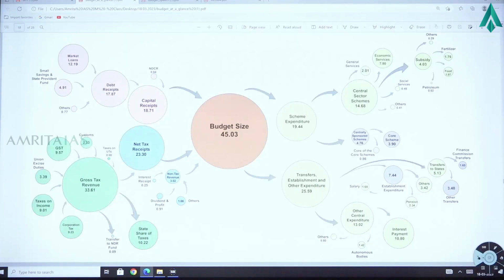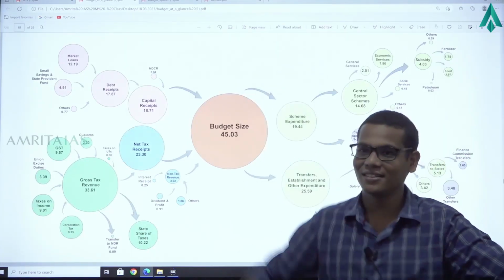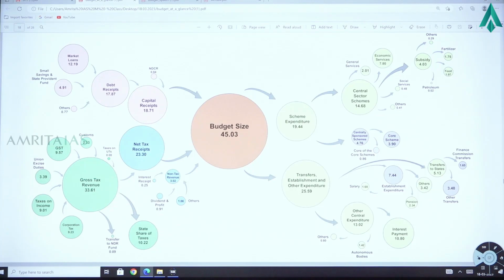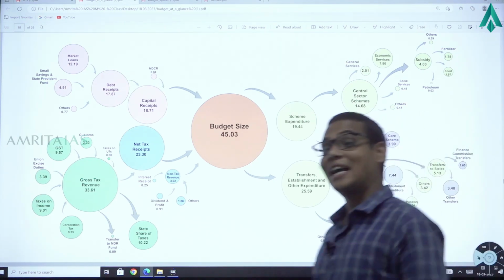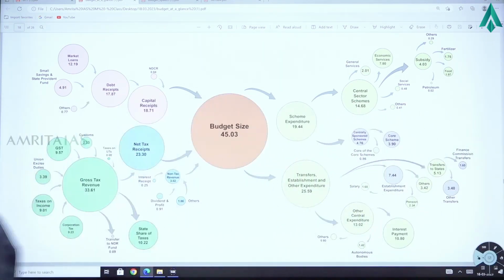Which department deals with this debt? Finance Ministry only. Which department? Ministry of Revenue, Department of Revenue, Department of Expenditure, Department of Economic Affairs, Department of Financial Services, Department of Public Asset Management. I have given 5 options. These are the 5. No, Department of Economic Affairs. Okay. Once they bring it, these people will start to spend.